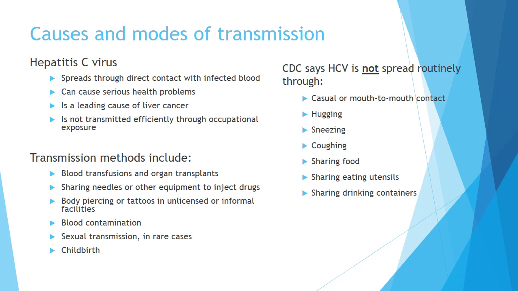Hepatitis C virus. The virus spreads through direct contact with infected blood. It can cause serious health problems. It is a leading cause of liver cancer. It is not transmitted efficiently through occupational exposure. Transmission methods do include blood transfusions and organ transplants, sharing needles or other equipment to inject drugs, body piercing or tattoos in unlicensed or informal facilities, blood contamination, sexual transmission in rare cases, and childbirth.